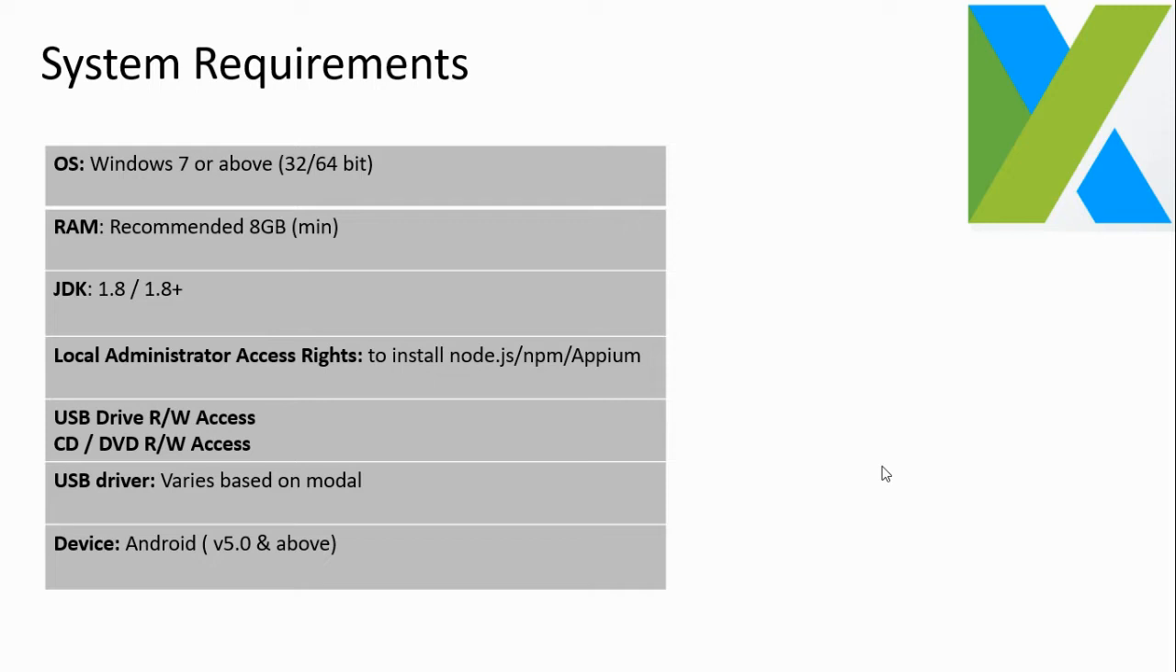Additionally, we would need USB drive or CD drive read-write access. We would also need a USB driver for the mobile device model that we will use, and the device should be Android version 5.0 or above. Please take note, local administrator access rights and the USB or CD drive read-write access is only required if your machine is managed by an administrator. If you are using your own personal machine, these two, the local administrator access rights and the USB and CD read-write access, will not be required.